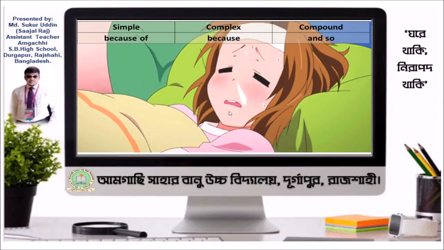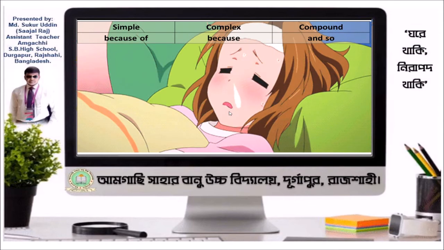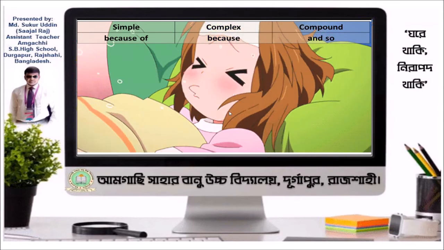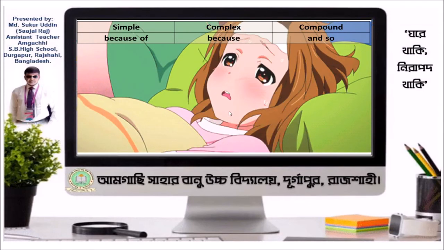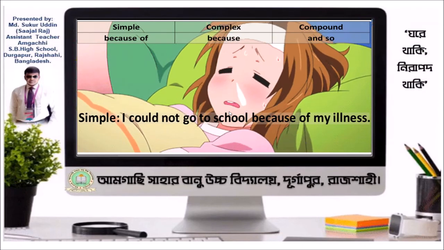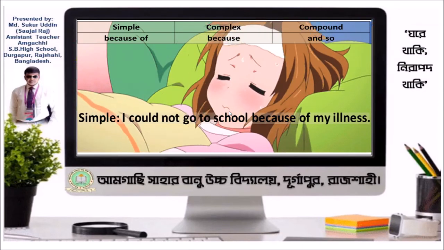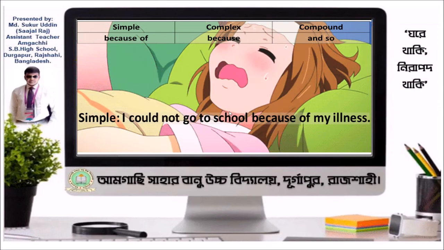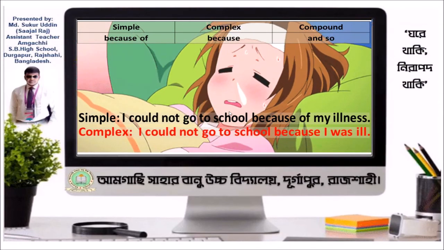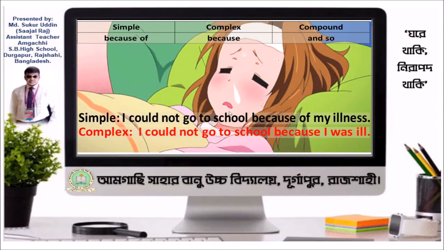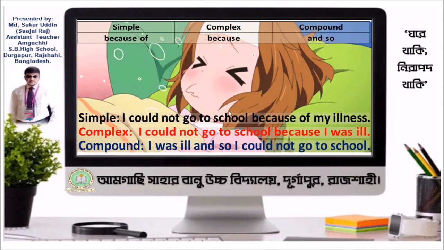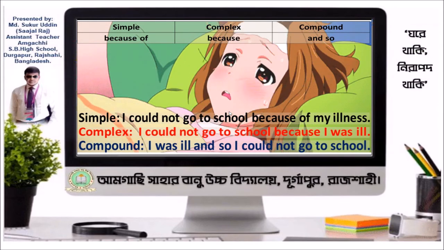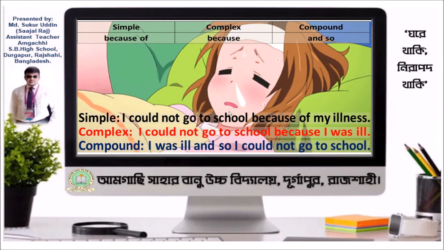"Because of" for simple, "because" for complex, and "and so" for compound. Okay, simple: I could not go to school because of my illness. Complex: I could not go to school because I was ill. And compound: I was ill and so I could not go to school.